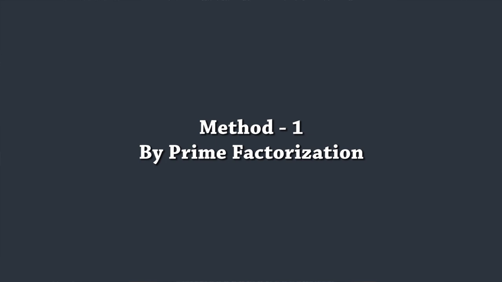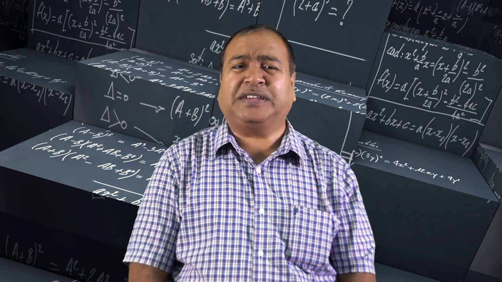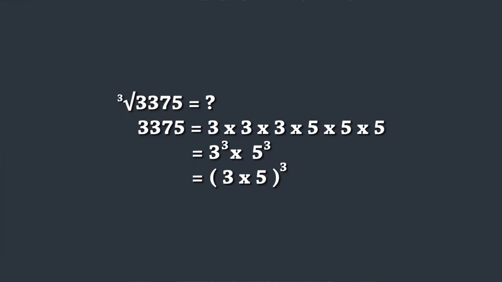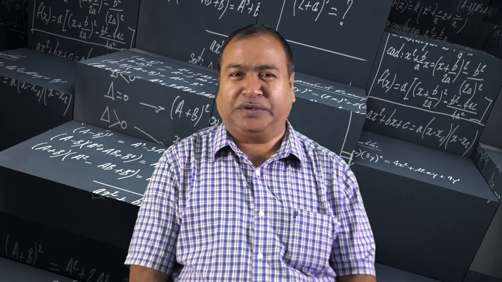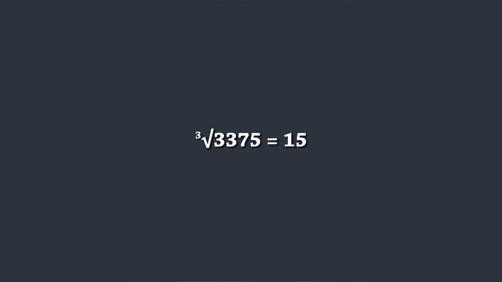Method 1. Through prime factorization method. Let us take an example. Consider a number 3375. Its prime factors are given as follows. 3375 is equal to 3 into 3 into 3 into 5 into 5 into 5. That is equal to 3 cube into 5 cube. That is equal to 3 into 5 whole cube. Therefore, 3375 is equal to 3 into 5 whole cube, and hence cube root of 3375 is equal to 15.